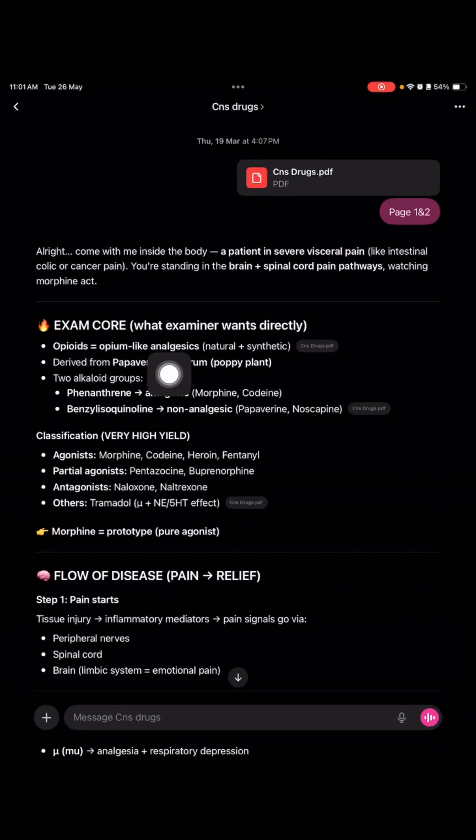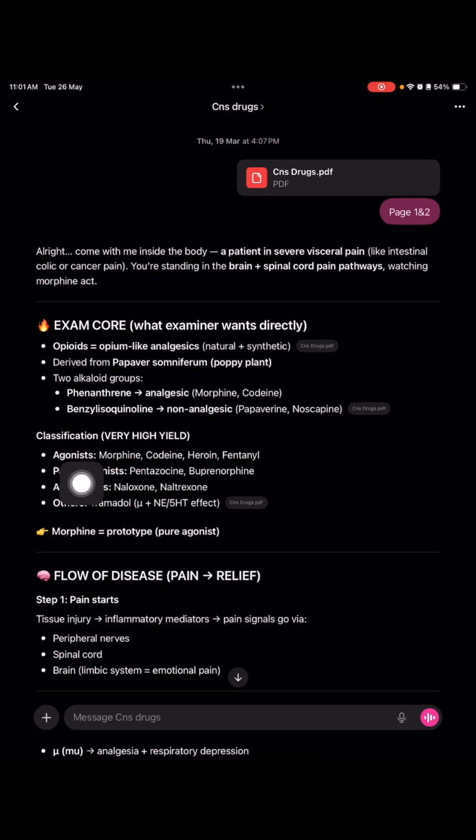Opioids are opium-like analgesics. They are natural and synthetic. They derive from the Papaver somniferum poppy plant. Two alkaloid groups are there: phenanthrene, which is analgesic and includes morphine and codeine, and the others are benzylisoquinoline, which is not analgesic and includes papaverine and noscapine.